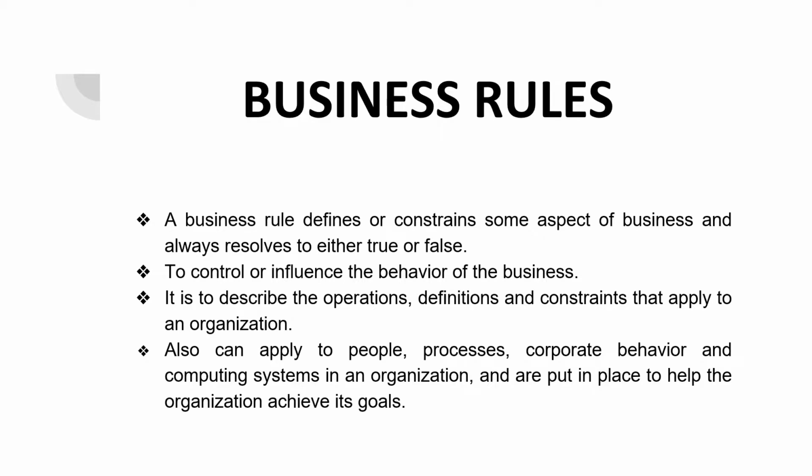They can also apply to people, processes, corporate behavior, and computing systems in an organization, and are put in place to help the organization achieve its goals. For example, a business rule might state that no credit check is to be performed on return customers. Other examples of business rules include requiring a rental agent to disallow a rental tenant if their credit rating is too low, or requiring company agents to use the list of preferred suppliers and supply schedules.